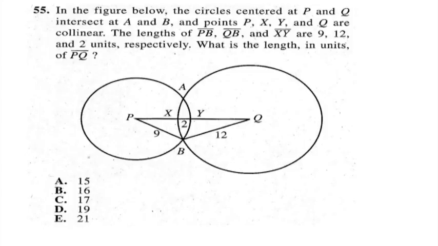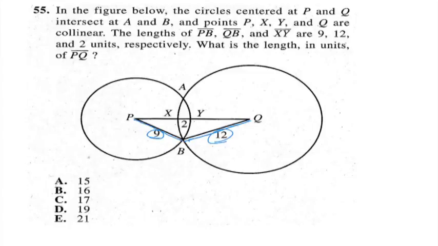55. In the figure below, the circles centered at P and Q intersect at A and B. The points P, Q, X, Y are collinear, and the lengths of PB, QB, and XY are 9, 12, and 2 units respectively. What is the length in units of PQ? Now this is kind of an interesting question. It comes back once again to our radius question. You notice that this distance from here to here is 12. It's our radius. And this distance from here to here is 9.